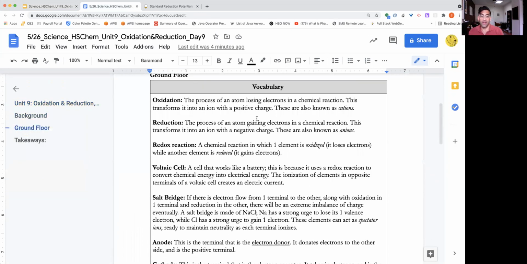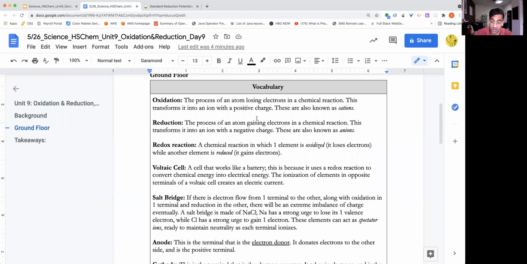So as I said, oxidation is the process of an atom losing electrons in a chemical reaction, and this transforms it into an ion with a positive charge because it has more protons than electrons. These positively charged ions are known as cations. Reduction is the opposite process. It's the process of an atom gaining electrons, and so its net charge will be negative because it has more electrons than protons. These ions are now known as anions.